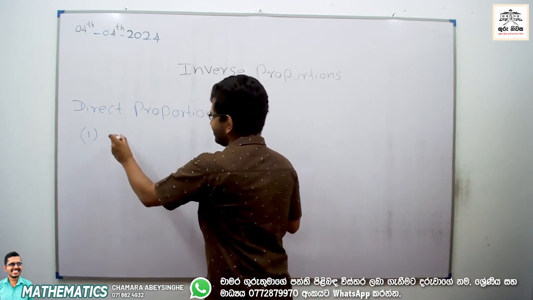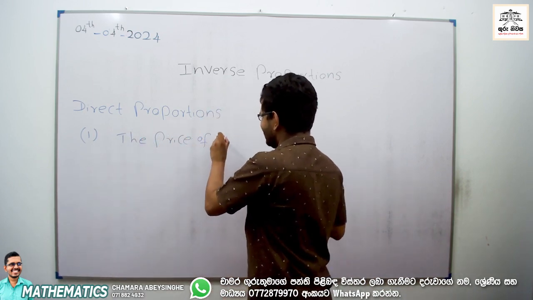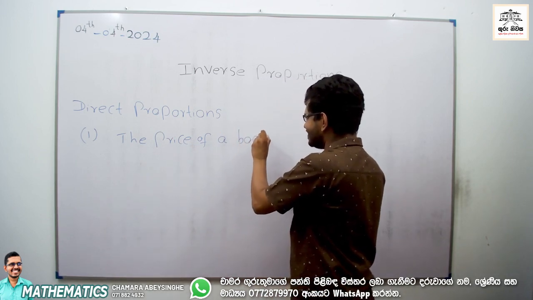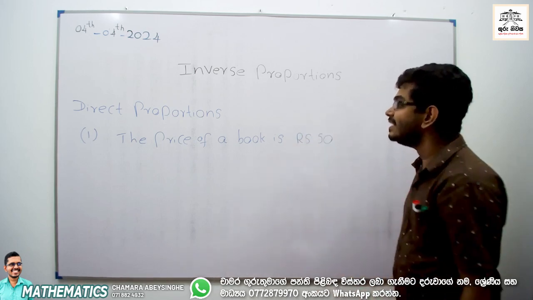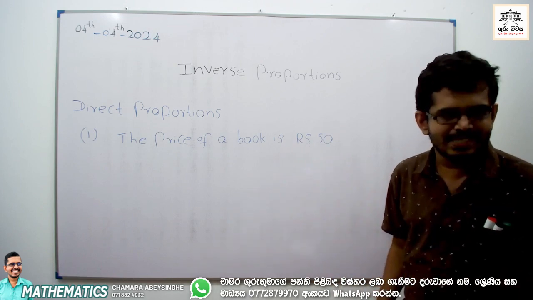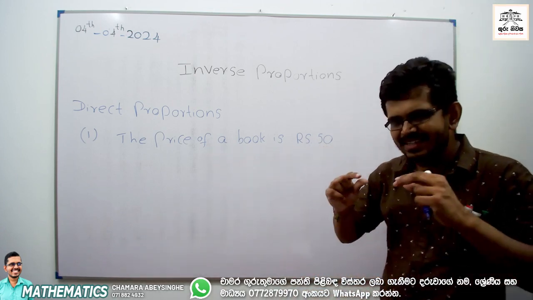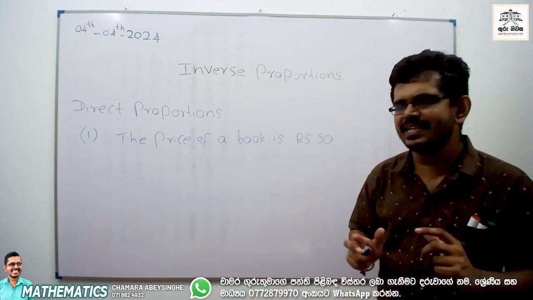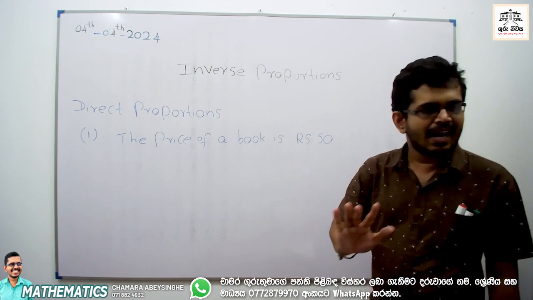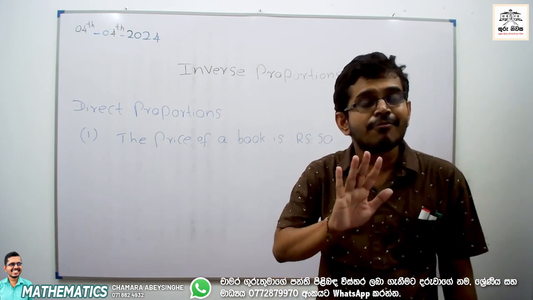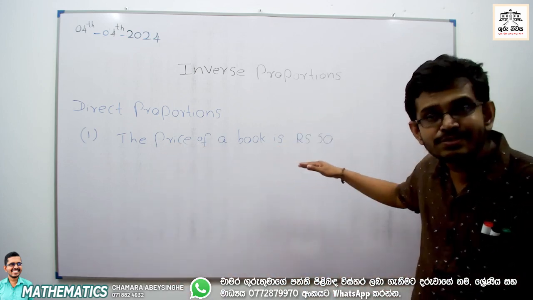example, student. The price of a book is 50 rupees. This is a small description. The price of a book is 50 rupees. I like to ask the question, student. What are the quantities you can see in this description?